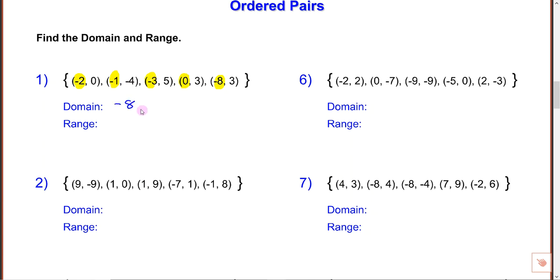-8, -2, -3, -2, -1, 0. I do my squiggly brackets for the set. The range is 0, -4, 0, 3, and 1, 3. Just to show you that with domain and range, if I'm just writing them, I don't have to show the relationship between the numbers. I'm just asking you what the possible values are.